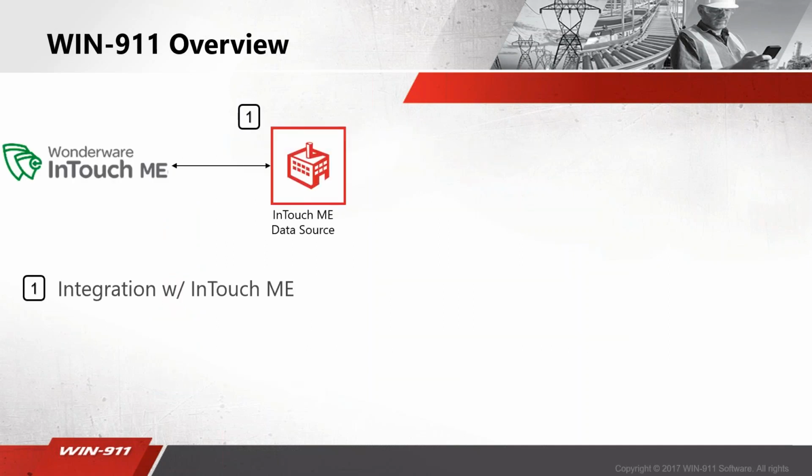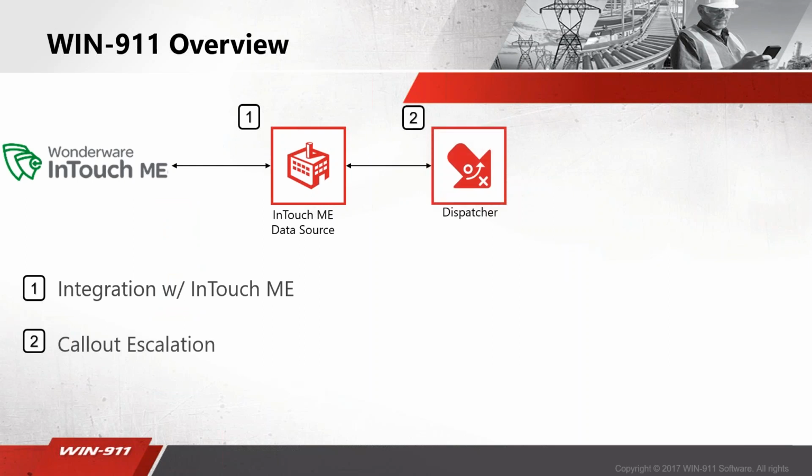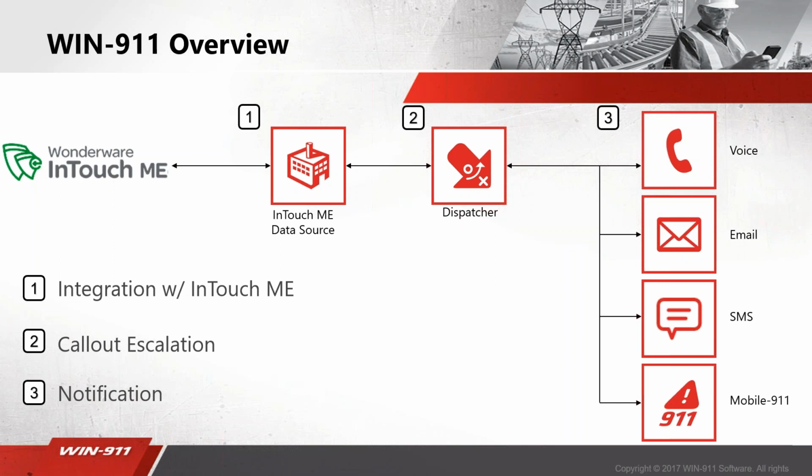So another view into this process looks a little bit like this. If you have Wonderware InTouch ME, our InTouch ME data source connects to it. When an alarm goes off, it sends it to our dispatcher. The dispatcher is going to send it to our notification modules, or notifiers as we call them, and those notifier modules then send it on to the operator that has been configured to receive it.